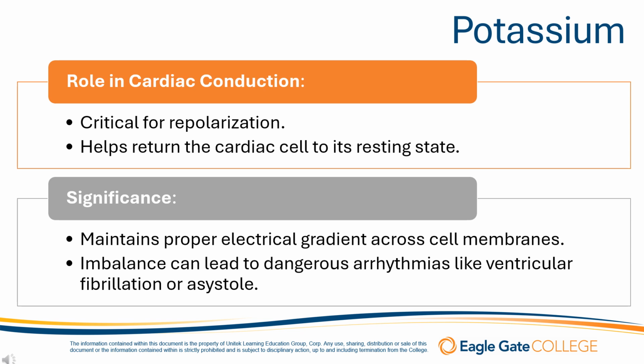Elevated potassium levels can decrease the resting membrane potential, making it easier for the cells to reach the threshold for depolarization. This can lead to a state of increased excitability and potentially dangerous arrhythmias, such as ventricular fibrillation, where the ventricles quiver instead of contracting properly. If left untreated, this can even lead to asystole, a complete absence of electrical activity in the heart.